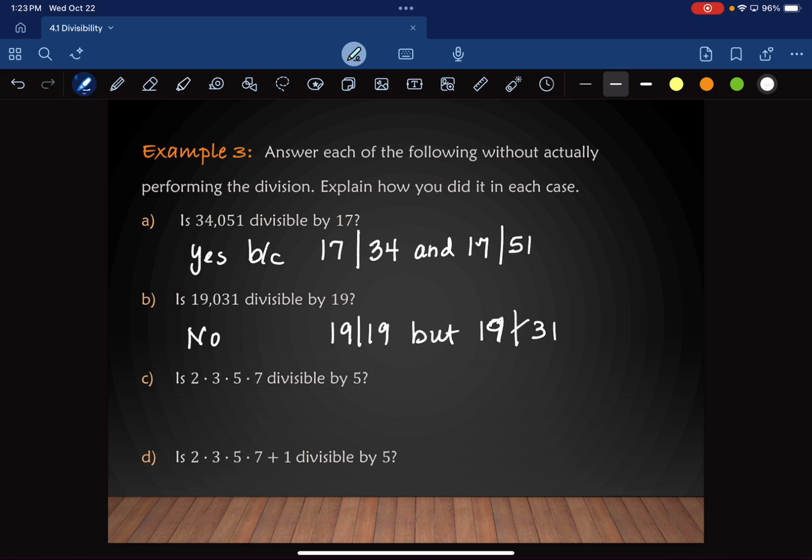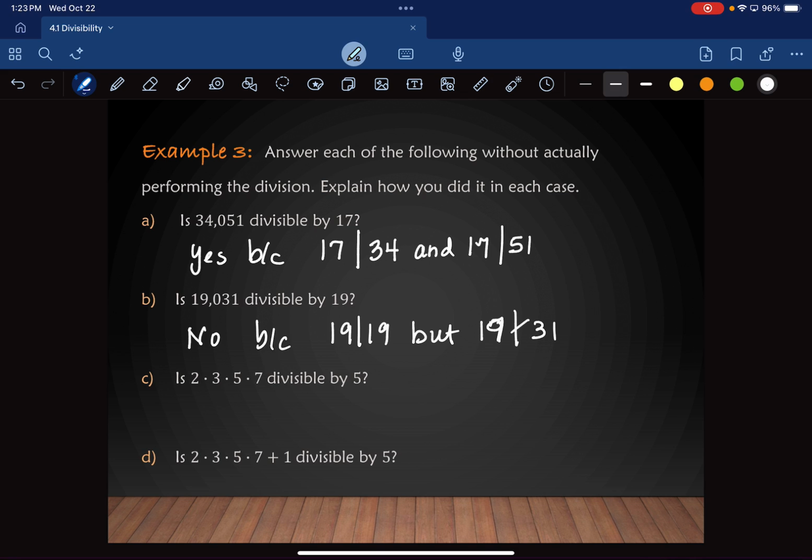If we multiplied 19 by 2, do you know what 19 times 2 is? It is 38, very good. So it's 38. 38 is not what we have at the end. If 38 was at the end, it would work, but it's 31. 31 is not going to divide evenly by 19, so this is not going to work.